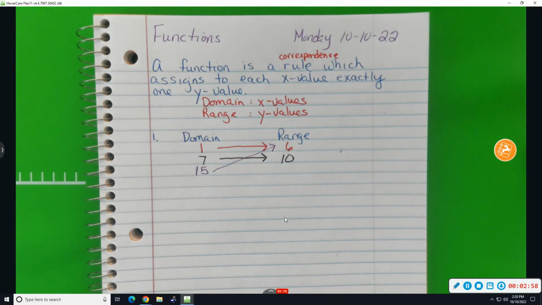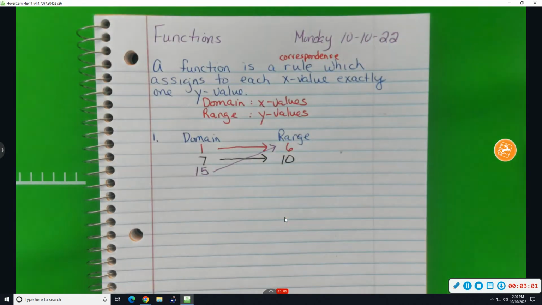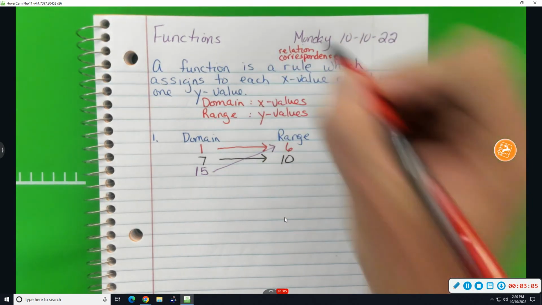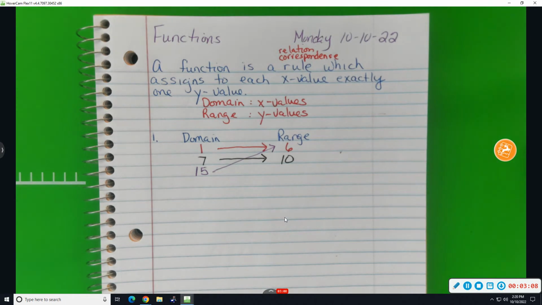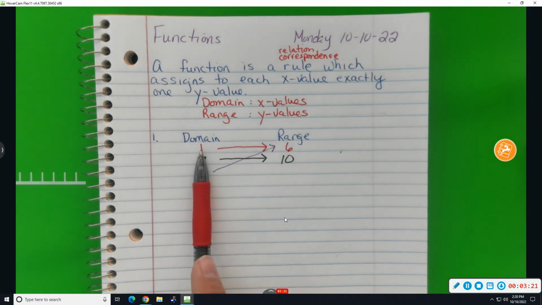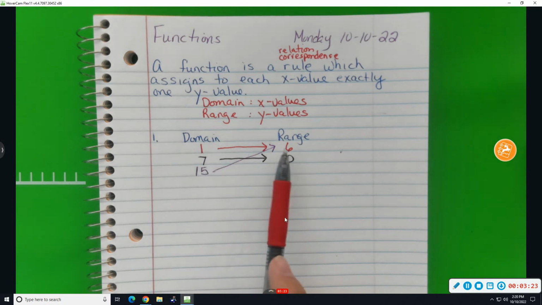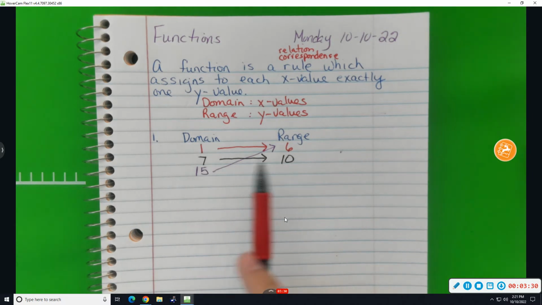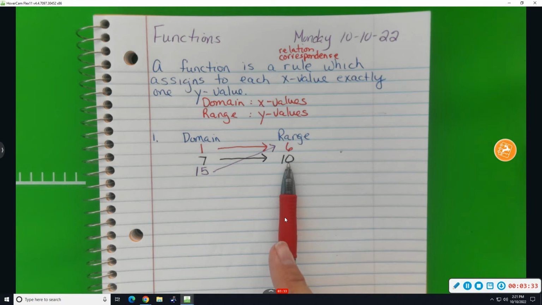A function is a relation. I like the word rule, maybe just because it's a short word. But you'll see relation and correspondence used in place of the word rule. So, is each one of these x values being paired with only one y value? Like this number 1, how many y values is it being paired with? Just one, the 6.